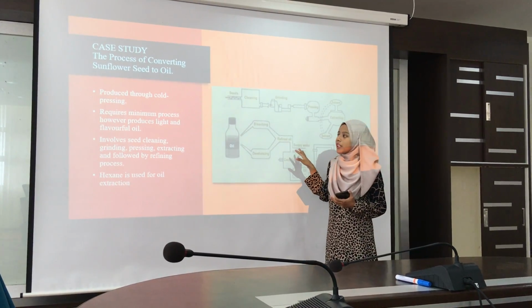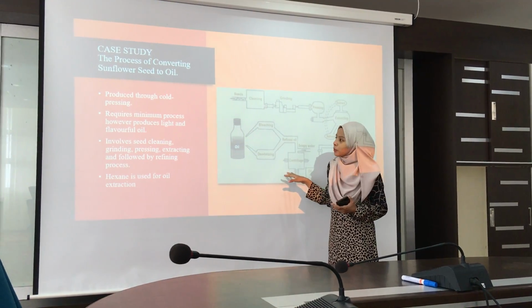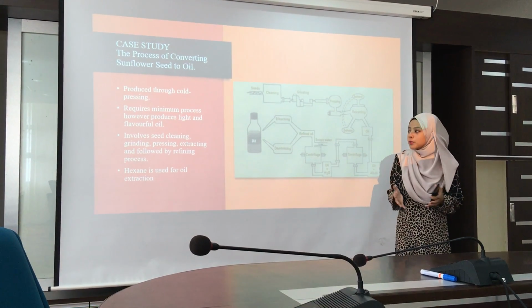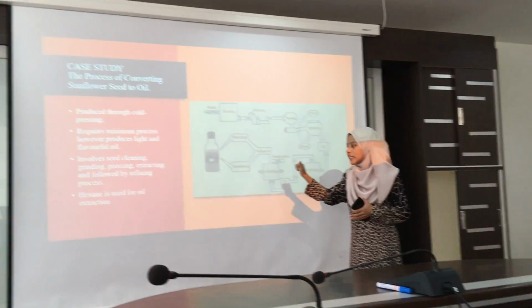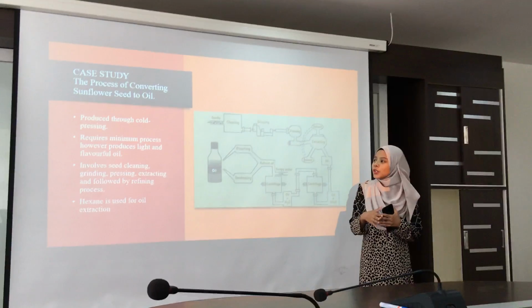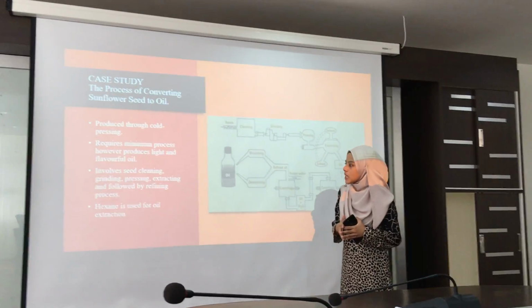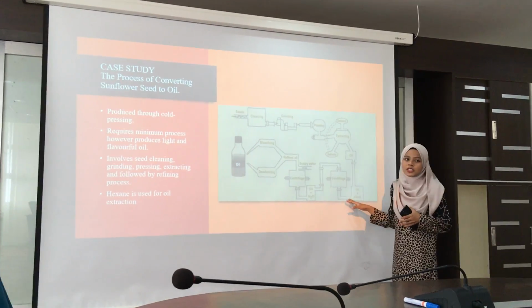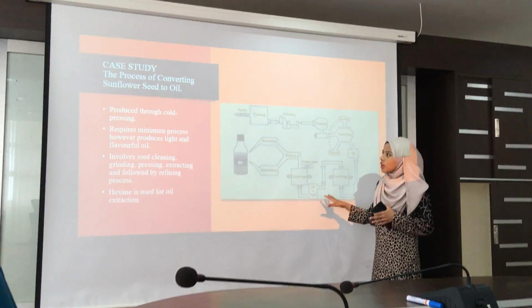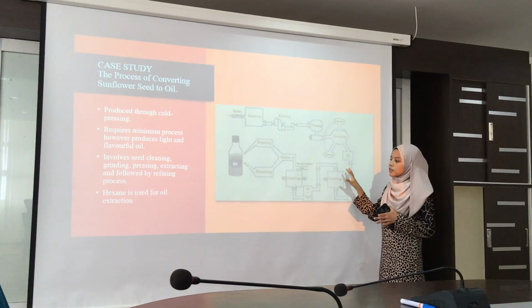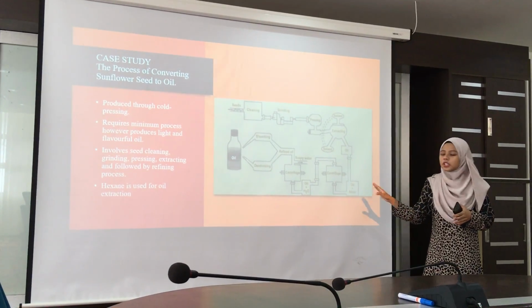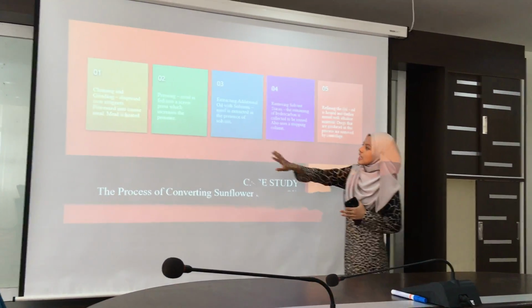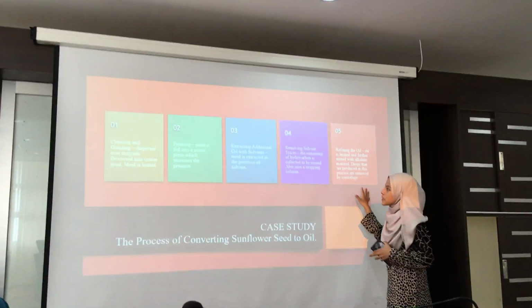It is produced through the method of cold pressing, and it requires minimum processing. However, it produces light and flavorful oil. It involves 5 steps to convert sunflower seed to oil, which are seed cleaning, grinding, pressing, extracting, and followed by the refining process. The solvent that is used for converting sunflower seed to oil is hexane, which is one of the volatile hydrocarbons. So these are the 5 steps to convert sunflower seed to oil.